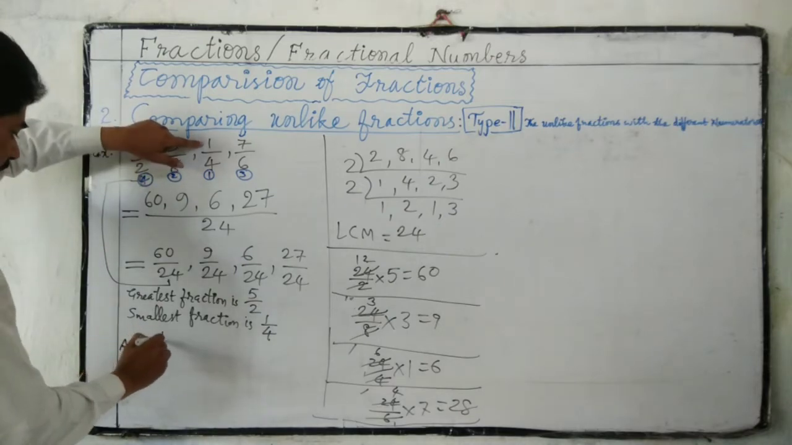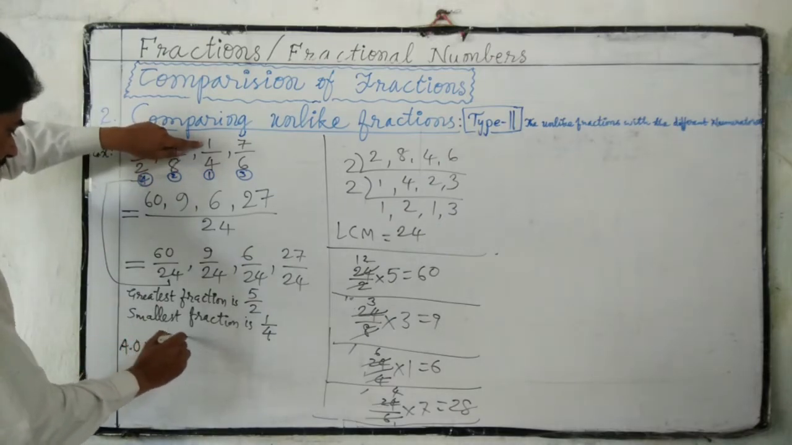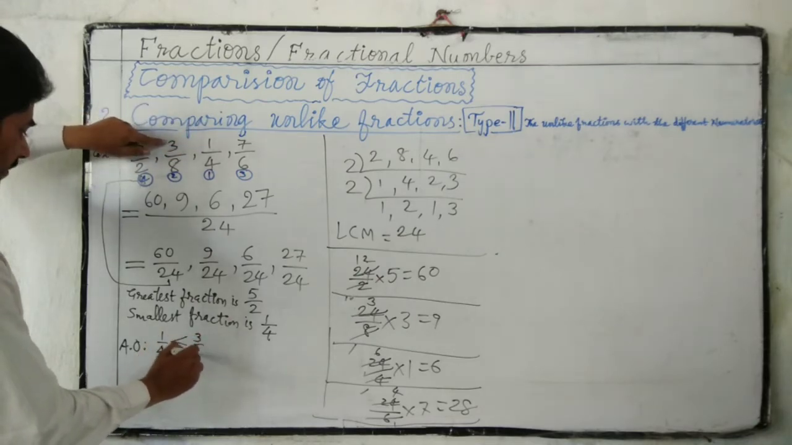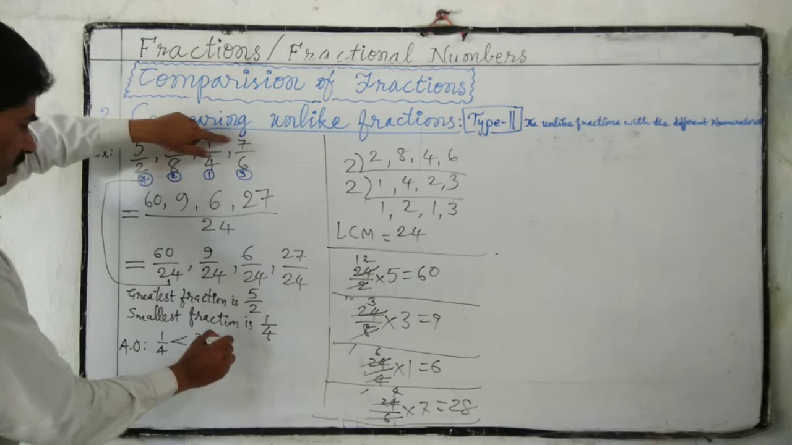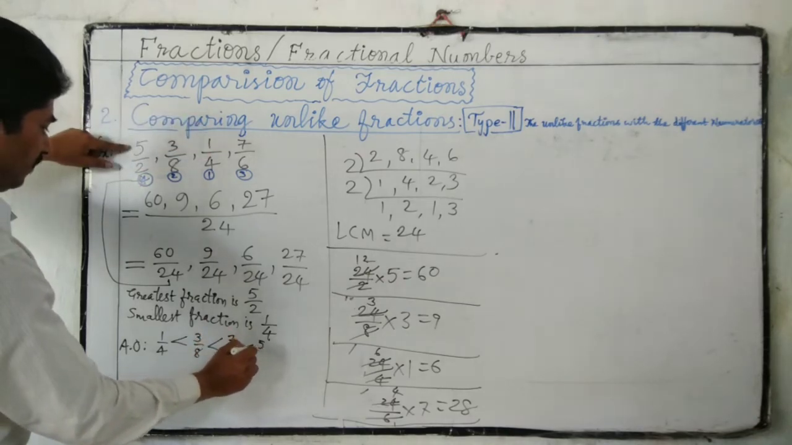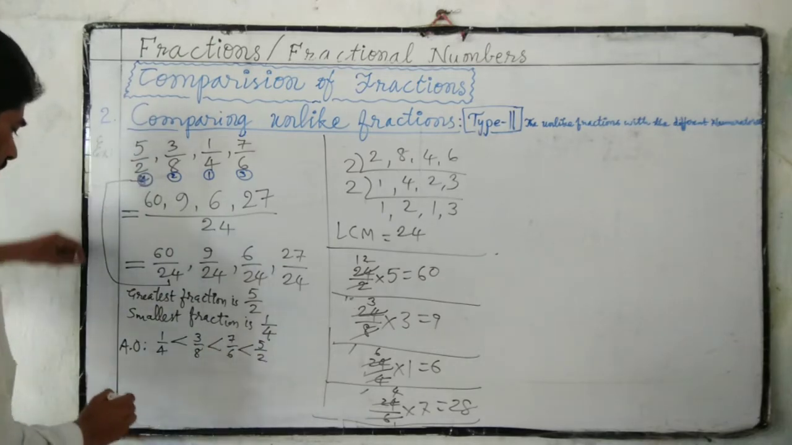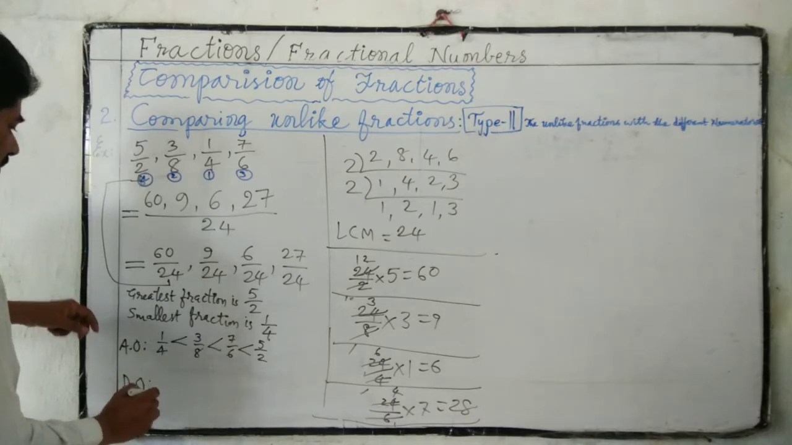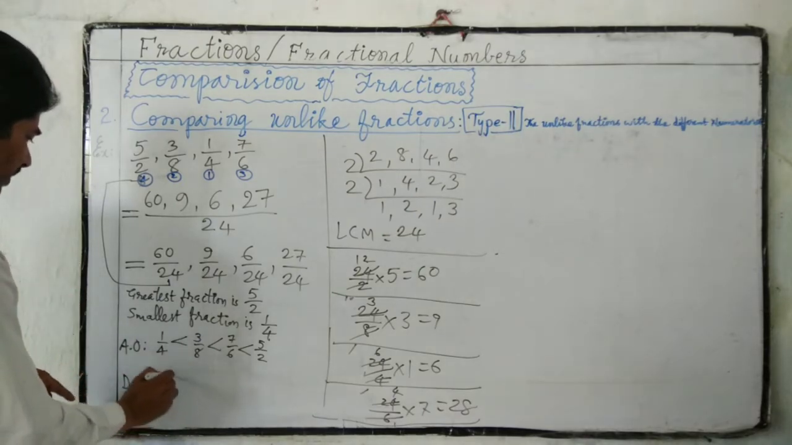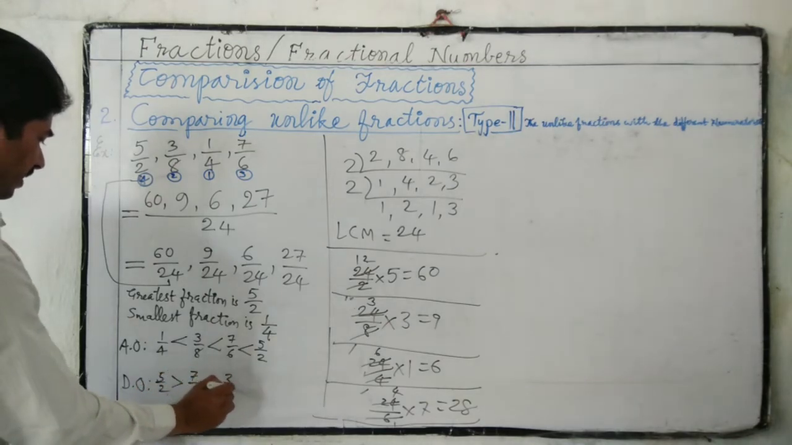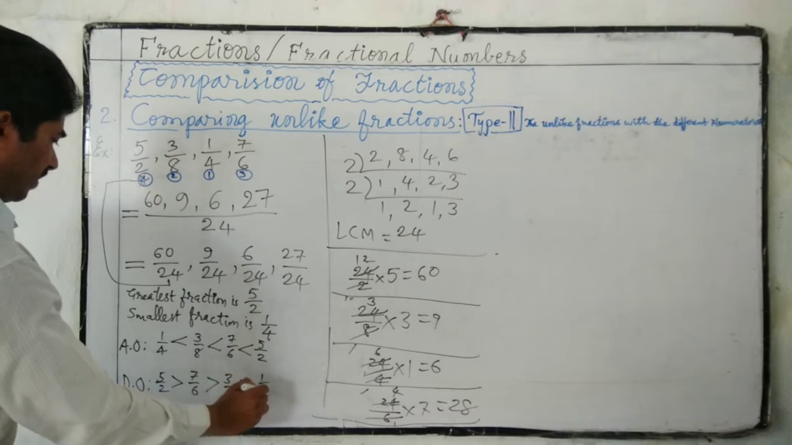1 by 4 is less than 3 by 8 is less than 7 by 6 is less than 5 by 2. Now descending order, big to small. 5 by 2 is greater than 7 by 6 is greater than 3 by 8 is greater than 1 by 4.